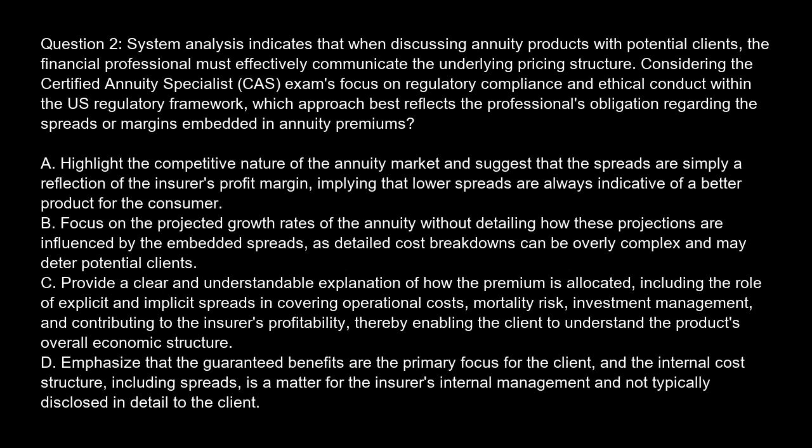Option C. Provide a clear and understandable explanation of how the premium is allocated, including the role of explicit and implicit spreads in covering operational costs, mortality risk, investment management, and contributing to the insurer's profitability, thereby enabling the client to understand the product's overall economic structure. Option D. Emphasize that the guaranteed benefits are the primary focus for the client, and the internal cost structure, including spreads, is a matter for the insurer's internal management and not typically disclosed in detail to the client.